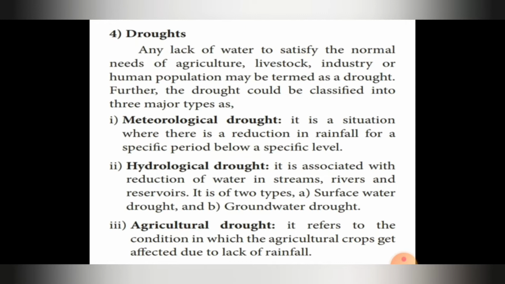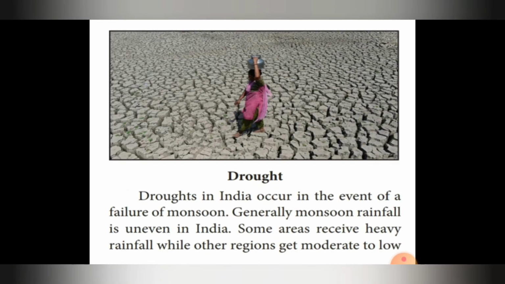First one is meteorological drought. It is a situation where there is a reduction in rainfall for a specific period below a specific level. Hydrological drought is associated with the reduction of water in streams, rivers and reservoirs. It is of two types: surface water drought and groundwater drought. Third one is agricultural drought. It refers to the condition in which the agricultural crops get affected due to lack of rainfall. So you could see the land which is affected by drought.